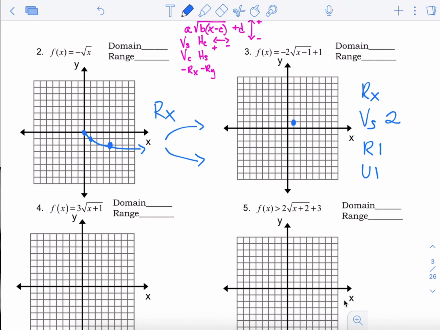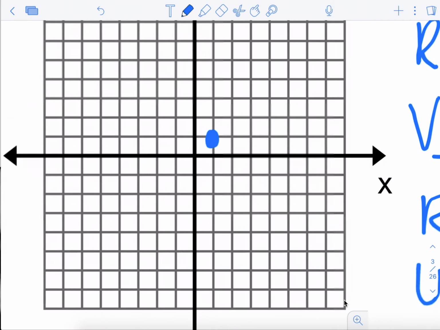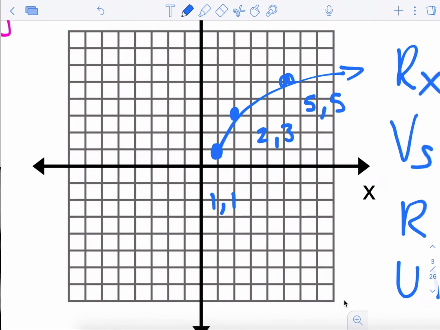Okay? So if I'm going right 1 and up 1, that means my new vertex is at 1, 1. Okay? My normal pattern would be to go out 1 and up 1, but this one is a vertical stretch by 2. So when I go out 1, instead of going up 1, I'm going to go up twice as far. Normally my pattern is out 4, up 2, but I'm going to go up 4 right there. So you should have points at 1, 1, 2, 3, and 5, 5. There you go. That's your graph.